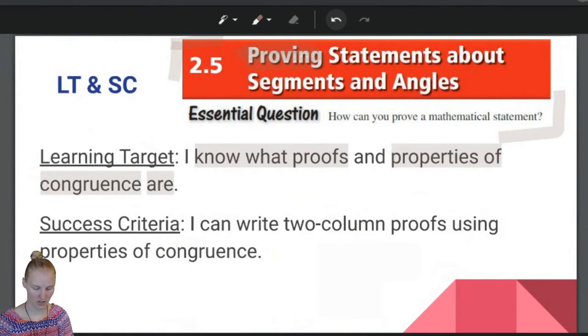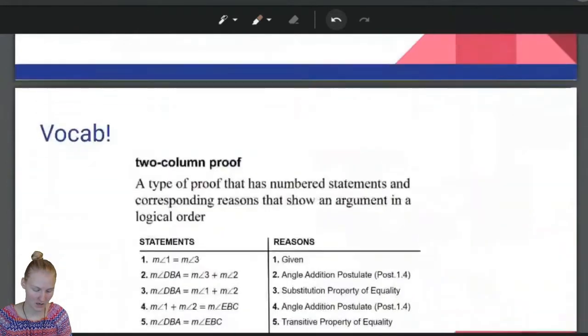And our success criteria is that you can write 2-column proofs using those properties of congruence we talked about. So you need to be able to write proofs, and 2-column proofs. 2-column proofs are a type of proof, and I'm going to show you what that looks like right now.